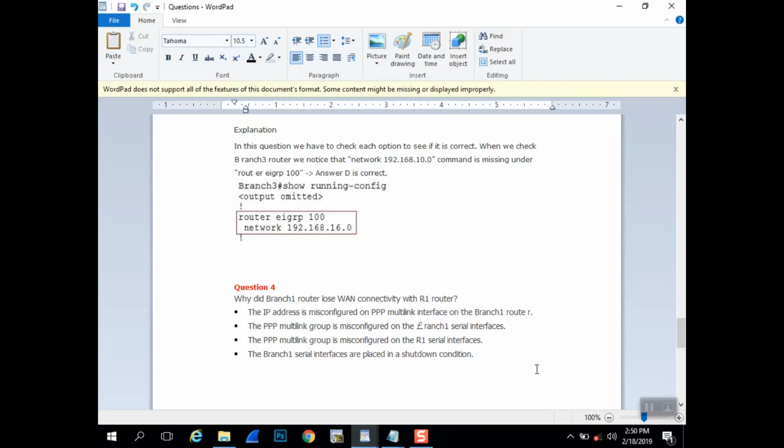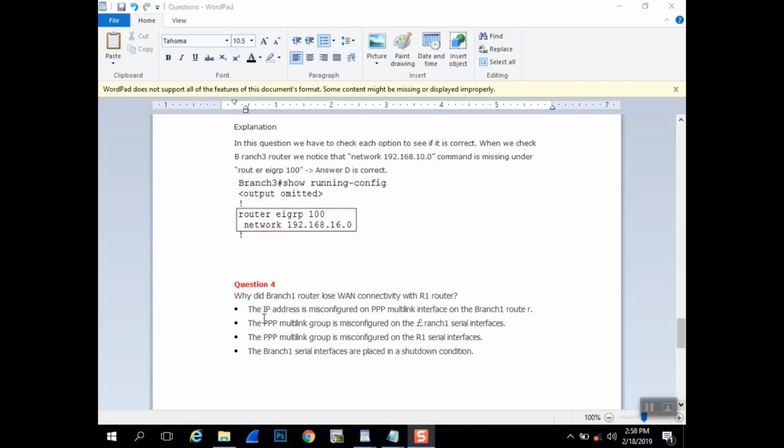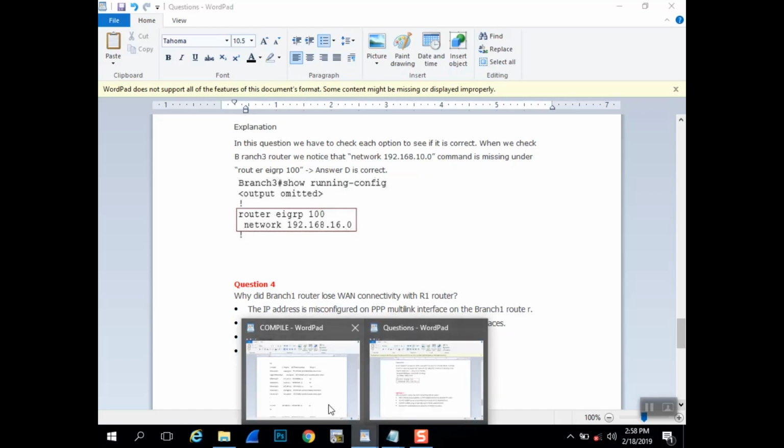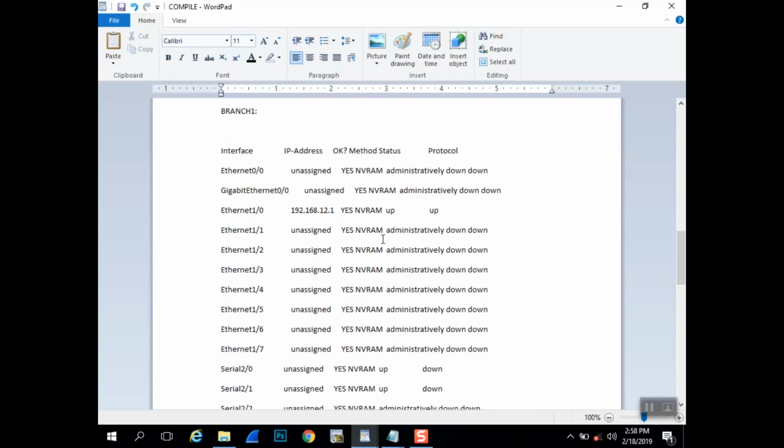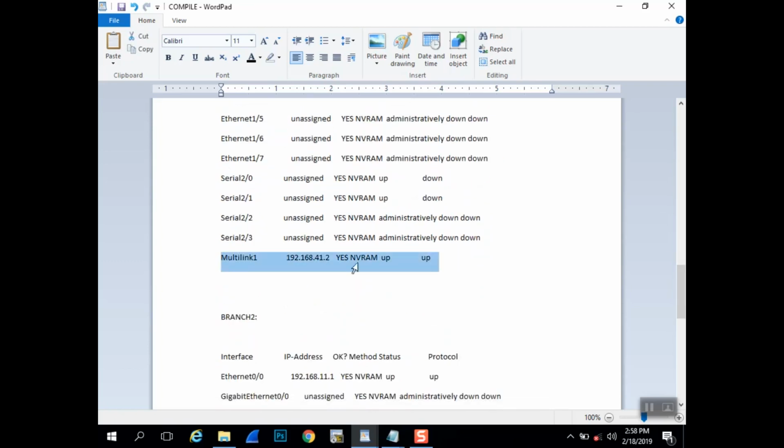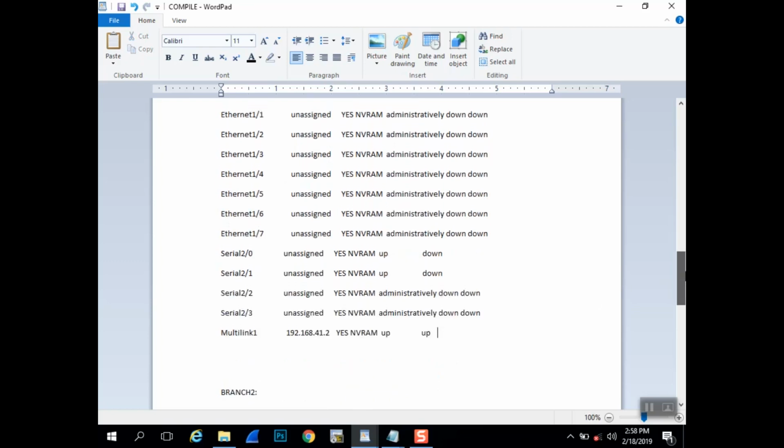So first, let's try and check the branch 1 and R1. For the first choice, the IP address is misconfigured on PPP multilink interface on branch 1 router. Let's try and see all the choices. So by seeing this one, we could use the command show IP interface brief. And here is the output for branch 1. And there you go. The interfaces are up, and also the multilink is up, and also I've configured the address.